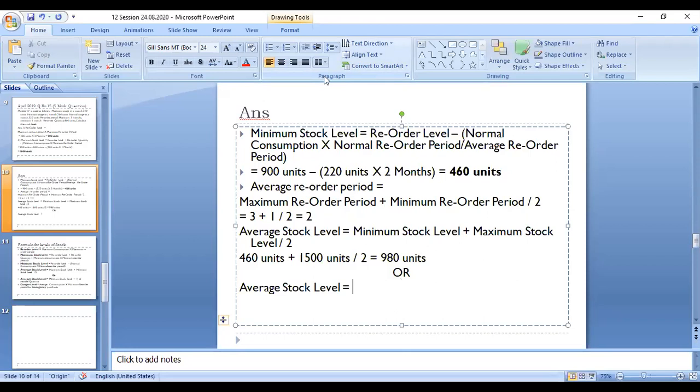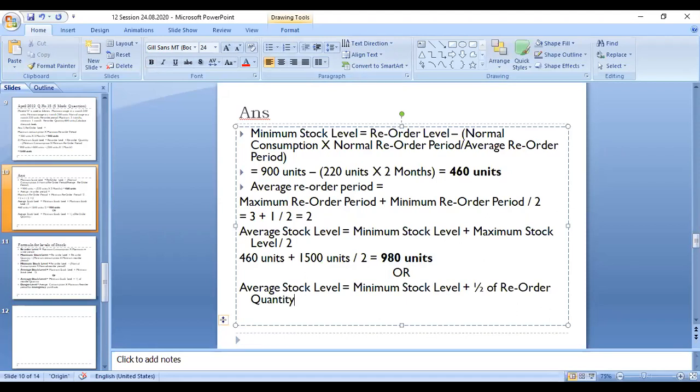Wherever answers are more, there will not be only one answer. Okay? So average stock level is equal to minimum stock level plus 1 by 2 of reorder quantity.